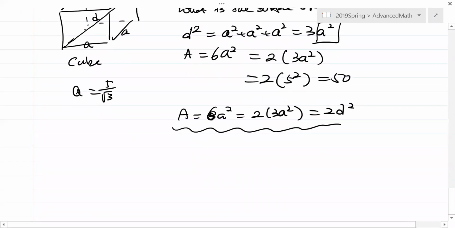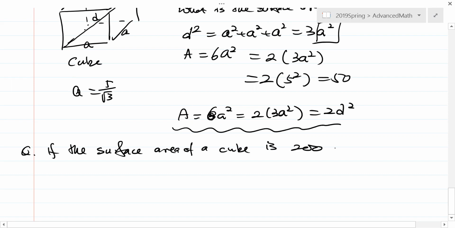So next time, if I ask you, if I know the surface area is going to be 200, what is the length of the diagonal? That's another way to do it. If the surface area of a cube is 200 square centimeters, what is the length of the diagonal?